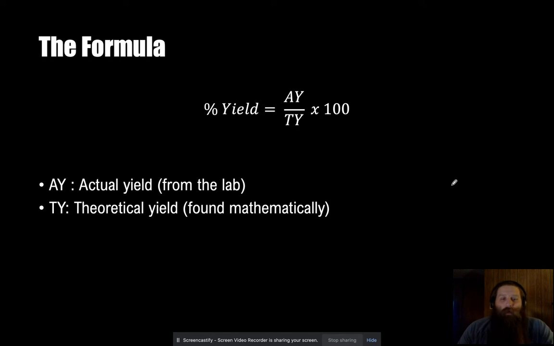So actual yield always comes from the lab, and a yield is a mass, all right? So anytime you see yield, we're thinking mass, probably going to be using grams, okay? Actual yield always comes from the lab. You find it with a scale. And the theoretical yield is always found mathematically, and we've done that in some other videos, right? We convert our reactants to our products. We see which one makes the lowest amount. It's tied to the limiting reactant, all that good stuff.